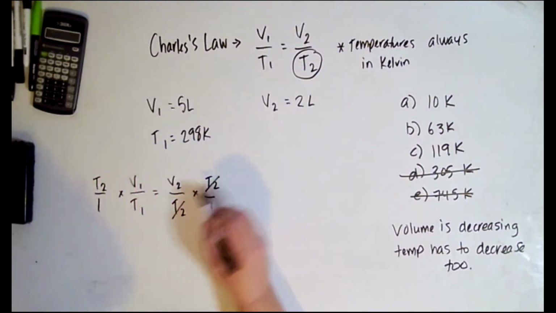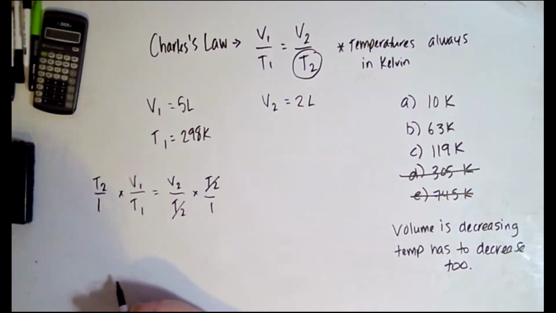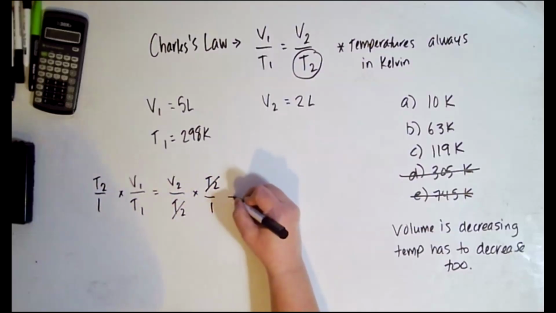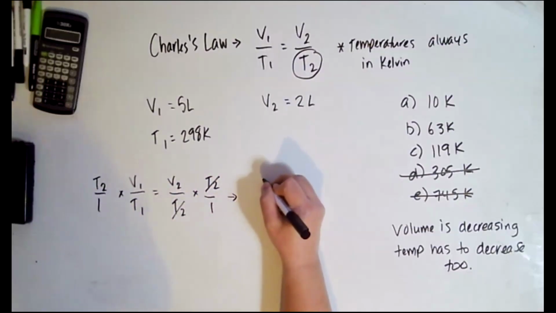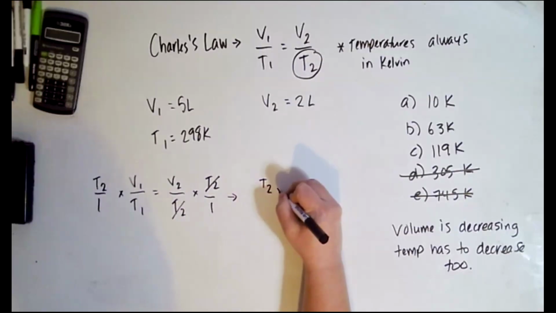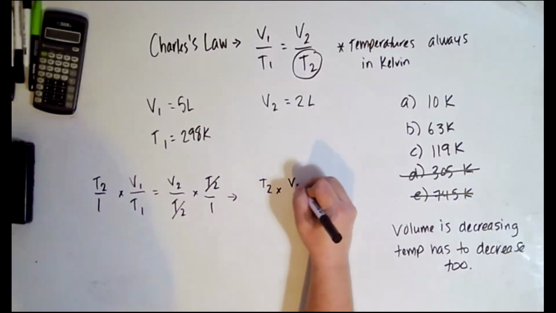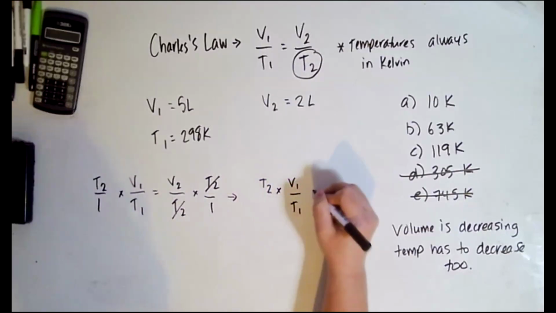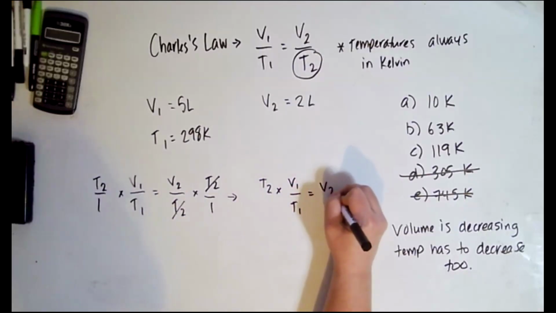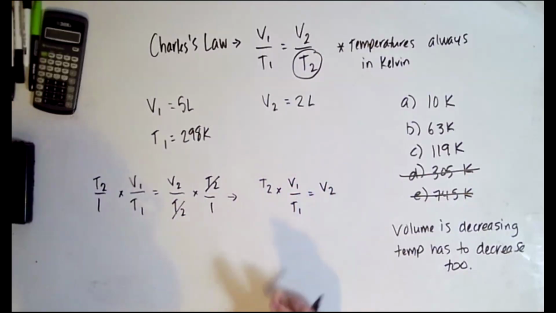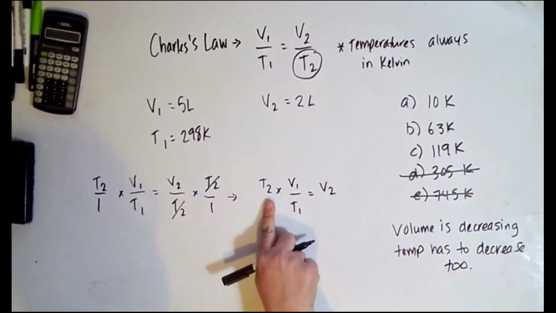So we're going to cross it out from the right side, and now it's going to be over on the left side. So we have T2 times V1 over T1 equals V2. All right. And now we want to get T2 by itself.